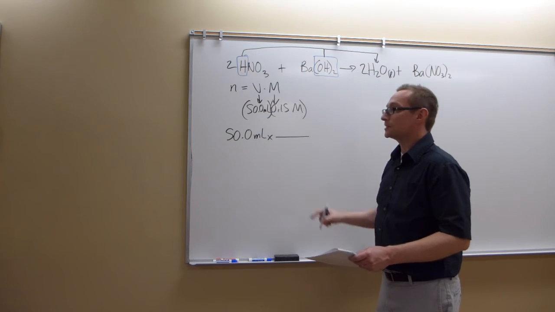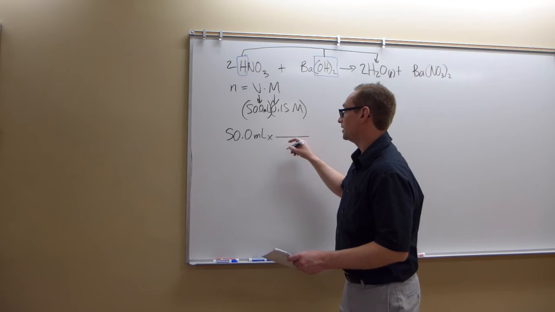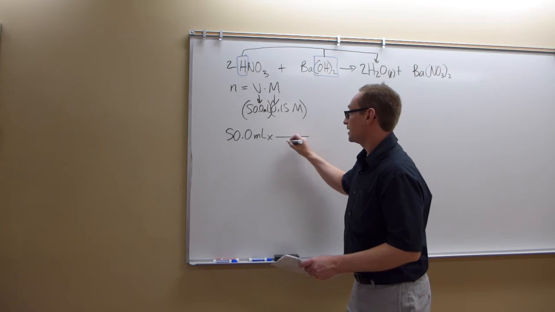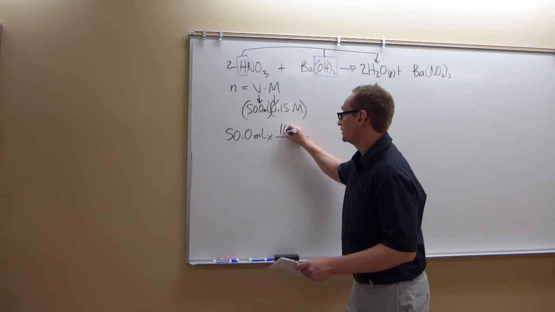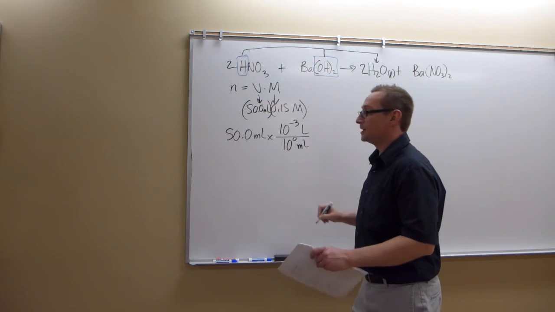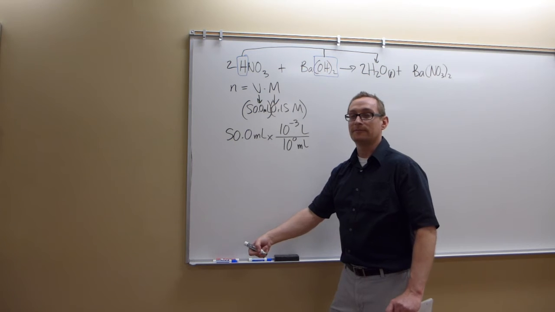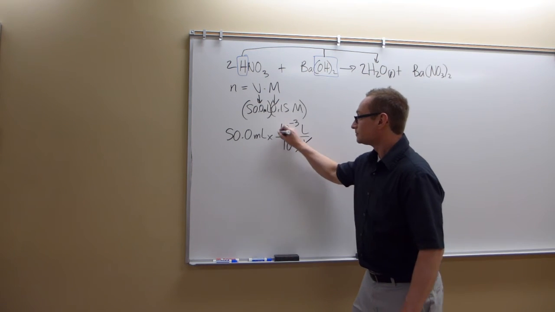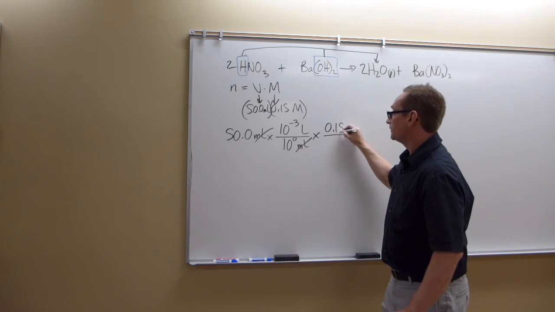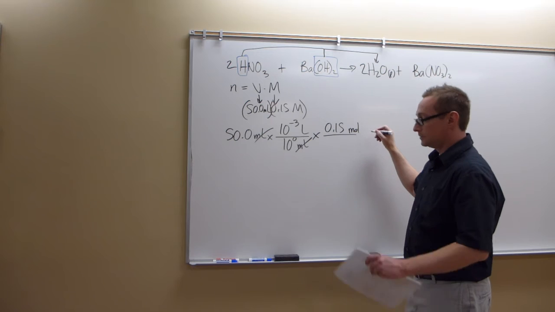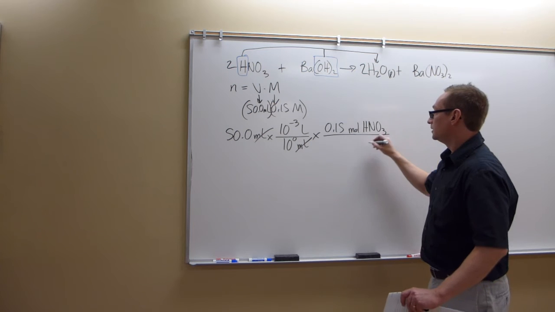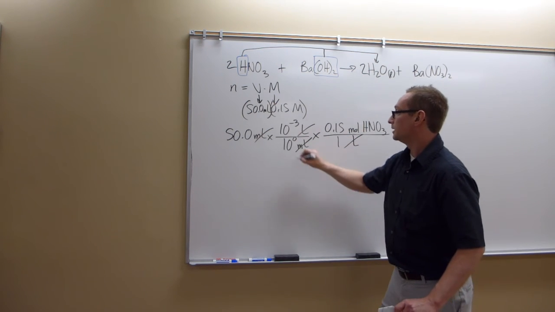We need it in liters though, because molarity has units of liters. So divide by 1,000 or multiply by 1,000? Divide by 1,000, right? So you could say 10 to the minus third liters for every 10 to the 0 mL, going by our metric flipping way of doing things. And then we have our molarity is 0.15 moles of HNO3 per 1 liter of solution.